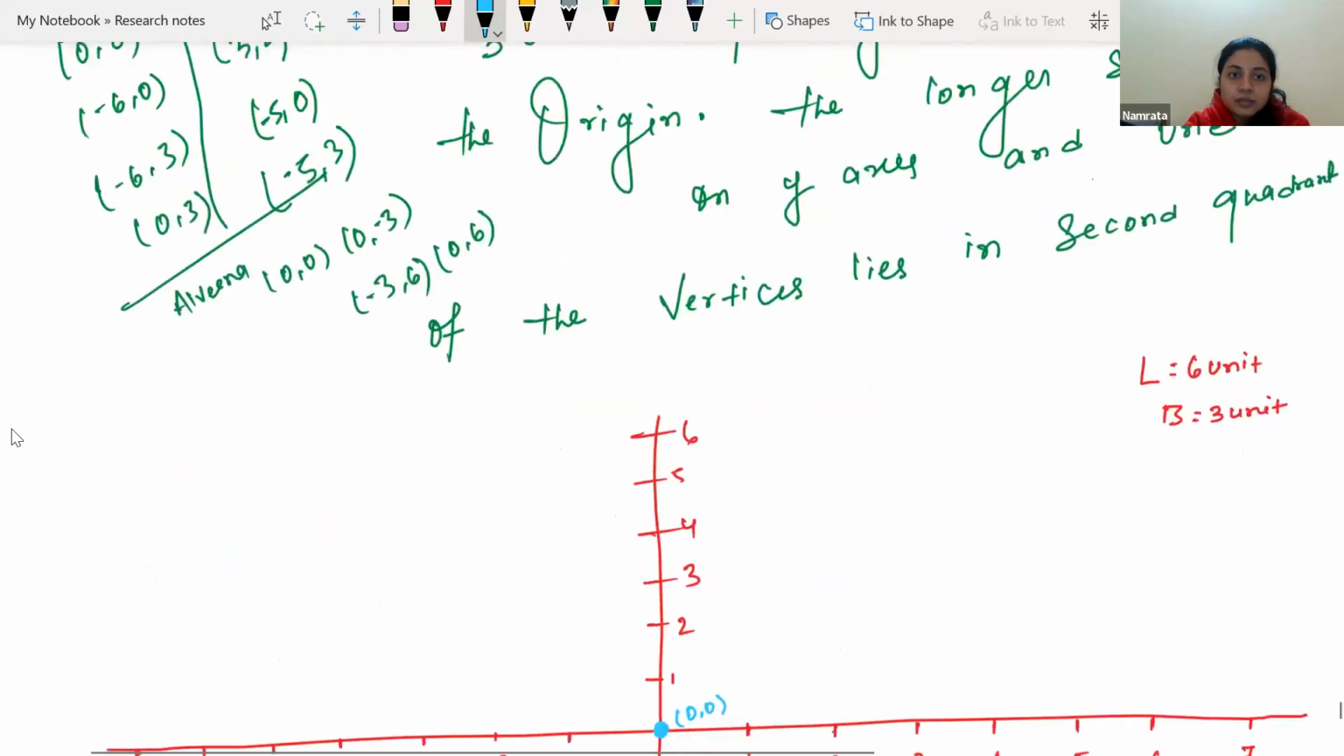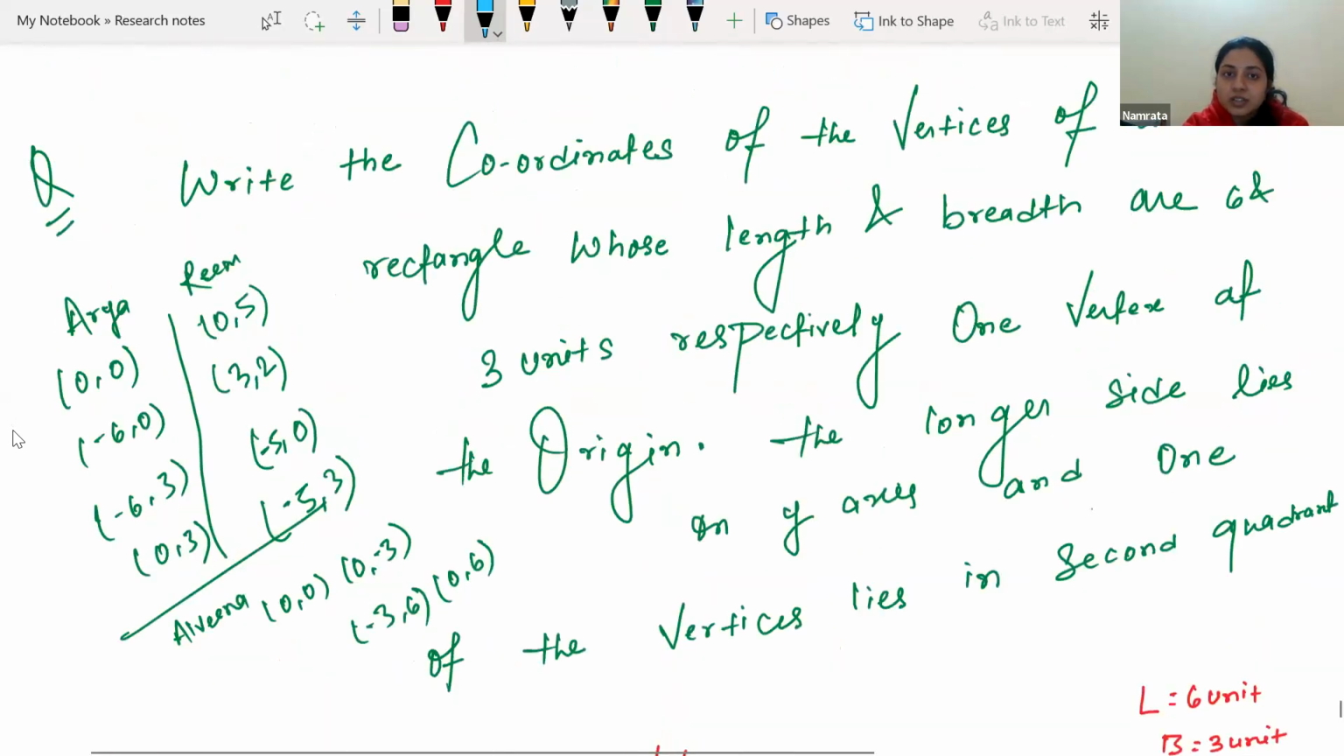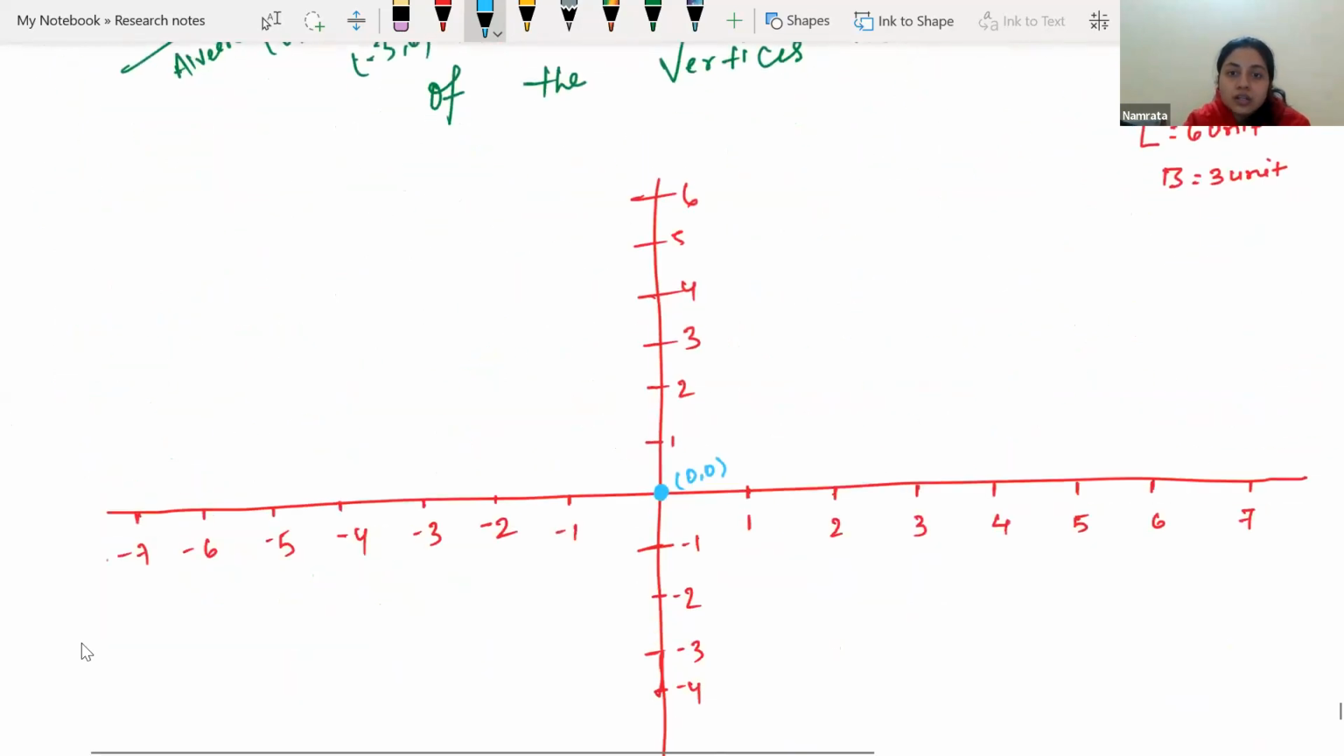Reem, in your answer 0, 0 is not there. Why? Can you see this one? One vertex at the origin. Can you read it? So one of the vertices is at the origin and the coordinate of the origin is 0, 0. No worries, you tried, that's enough. Let's move ahead. The longer side is on the y-axis. Longer side means that side will represent the length, and we know the length is 6 units.